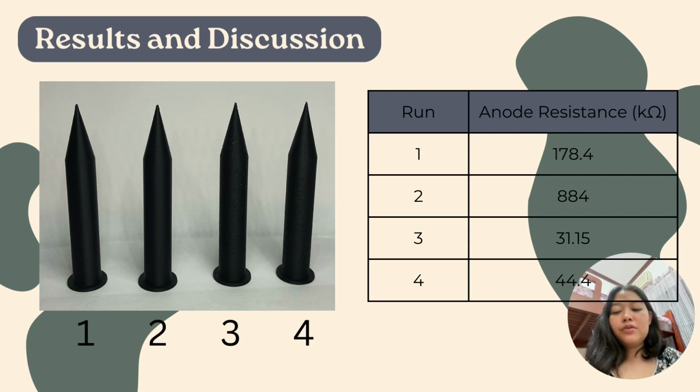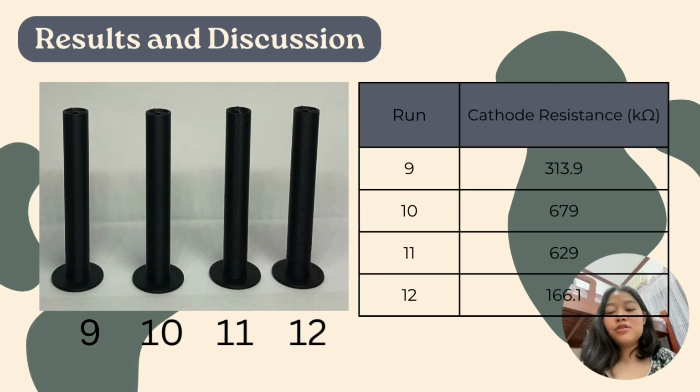The smooth surface anodes 1 and 2 demonstrated higher resistance values of 178.4 kiloohms and 884 kiloohms, respectively. In contrast, the rough surface anodes 3 and 4 had lower resistance values of 31.15 kiloohms and 44.4 kiloohms. Similarly, among the cathodes, the smooth surface cathodes 9 and 10 recorded resistance values of 313.9 kiloohms and 679 kiloohms, while the rough surface cathodes 11 and 12 showed lower resistance values of 629 kiloohms and 166.1 kiloohms.